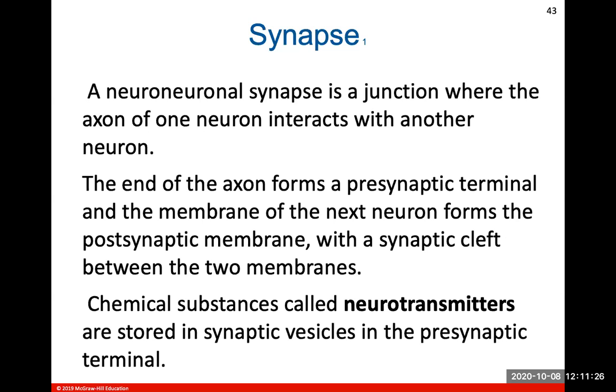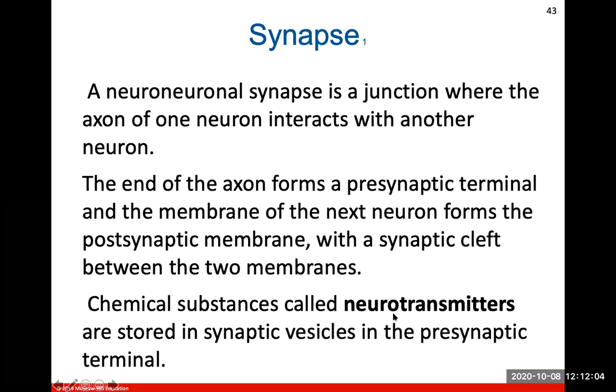But a synapse is a junction where the axon of one neuron interacts with another neuron. That's what a neuroneuronal synapse is. We talked about a neuromuscular synapse where a neuron is connected to a muscle cell, but we're talking here about a synapse or a junction between one neuron and another. The end of the axon forms a presynaptic terminal, and the membrane of the next neuron forms the postsynaptic terminal, with a synaptic cleft or space between the two.